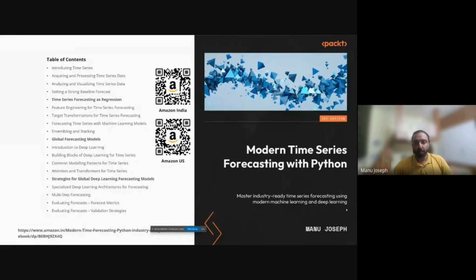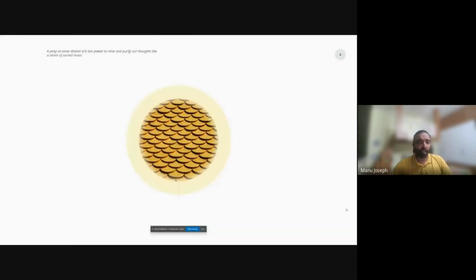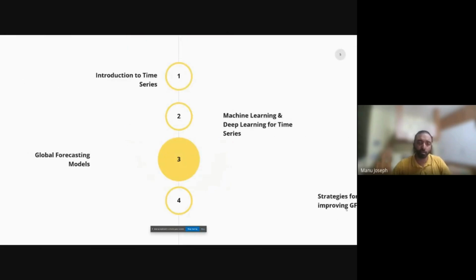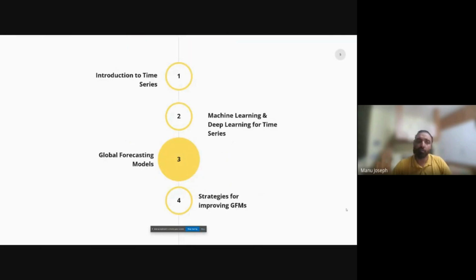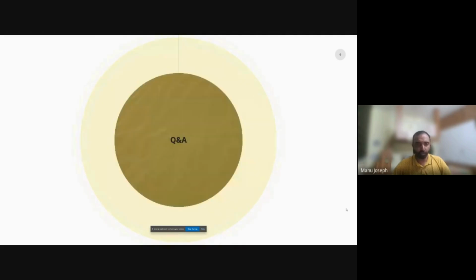All right. So with that, let's look at what we have on the agenda today. Similar to the book, the structure is pretty much the same. We spend about 2 slides as an introduction to time series. And then we jump on to how we do machine learning and deep learning for time series, and then we talk a lot about global forecasting models, etc. And we'll end the whole thing with a Q&A session.